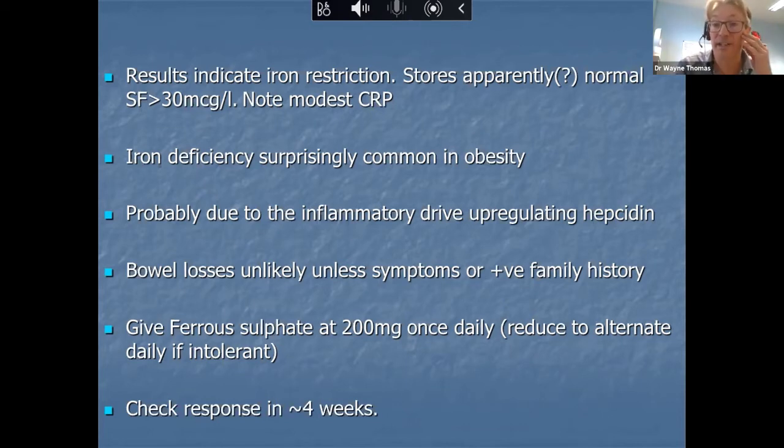Now, the giving oral iron is, if you read the BNF, don't. But, you know, if you go to the page that you want, look up what you give. So you give ferrous sulfate 3 times a day. That is a very good way of finding out how people can be intolerant to a medicine. So don't do that. Give it once a day. And reduce it to alternate daily if there's intolerance. And then check a few weeks later. No more than 4, but check a few weeks later.